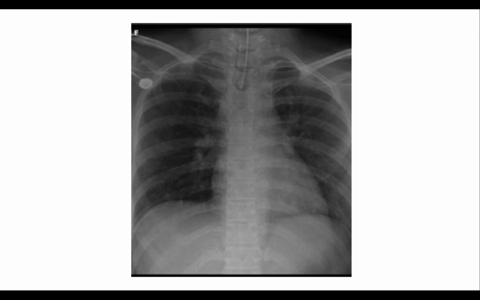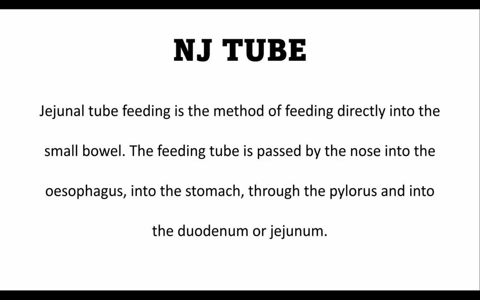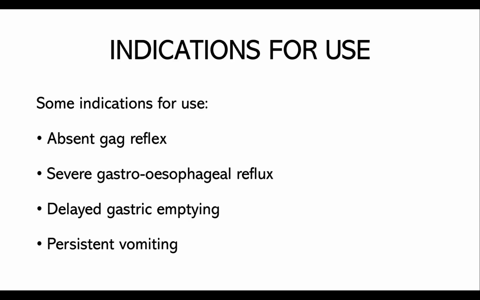NJ tube. Jejunal tube feeding is the method of feeding directly into the small bowel. The feeding tube is passed by the nose into the esophagus, into the stomach, through the pylorus, and into the duodenum or jejunum. Indications for use.